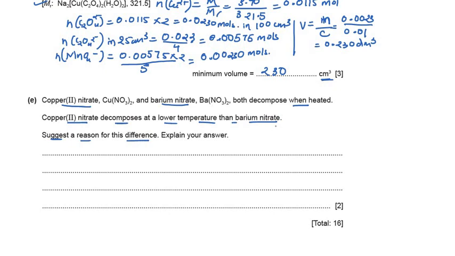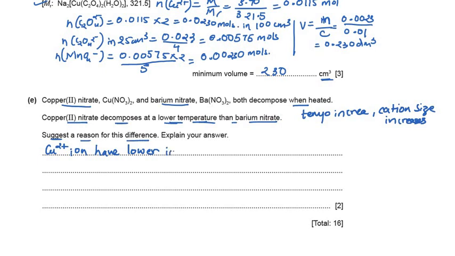And we had studied that the decomposition temperature increases as the size of the cation increases. I repeat that the decomposition temperature increases if the cation size increases. So if we compare here, it's written copper nitrate decomposes at a lower temperature. That shows that the copper ion should have a lower ionic radius, or you can say that the copper ion is smaller compared to the barium ion.